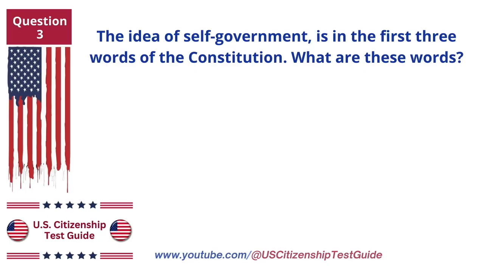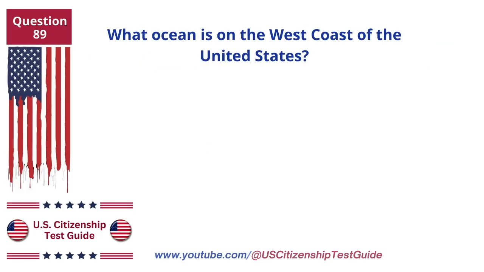The idea of self-government is in the first 3 words of the Constitution. What are these words? We the people. What ocean is on the west coast of the United States? Pacific Ocean.